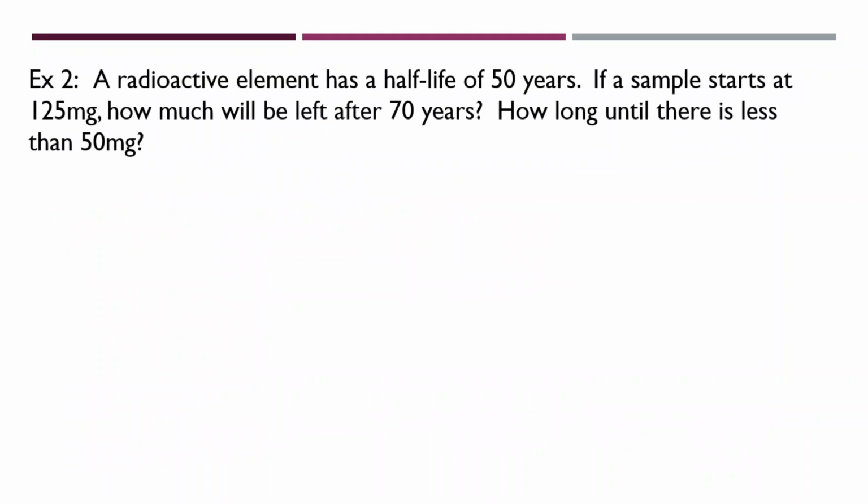Sometimes when we deal with this stuff in chemistry class, a lot of radioactive elements have half-lives. That's the amount of time it takes for the element to decrease in amount, like it deteriorates over time. So if we start with a sample of 125 milligrams, that means at time 0, I have 125 milligrams. Its half-life is 50 years. So that means at year 50, I'll have half of 125, which is 62.5.